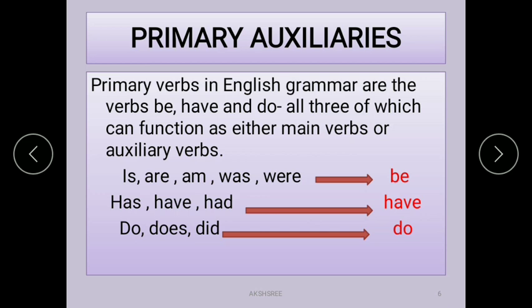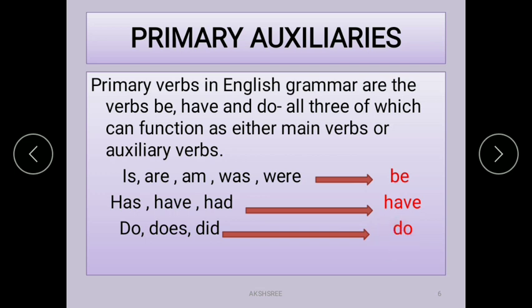And what is its peculiarity? It can function as either a main verb or an auxiliary verb. It is used either as a main verb or as a supporting or helping verb. Is, are, am, was, were: these five are the forms of be. Has, have, had: these are the forms of have. Do, does, did: these are the forms of do.